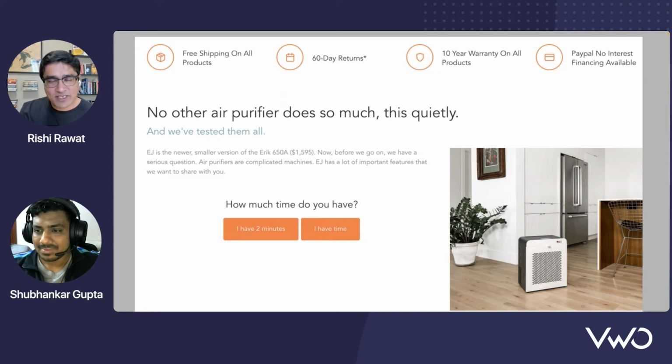If you notice the copy over here, we call this technique priming. So we want to condition the buyer. In the last sentence, it says air purifiers are complicated machines. So we're already creating this idea that it's a complicated machine. And you're right, we intentionally used the word EJ because we wanted to almost animate the product. It says EJ has a lot of important features we want to share with you. And then we abruptly stop there and say, hey, how much time do you have today? And most people will really think about that and say, you know what, there's a lot of complicated details these guys want to talk to me about, and it sets a lot of context.